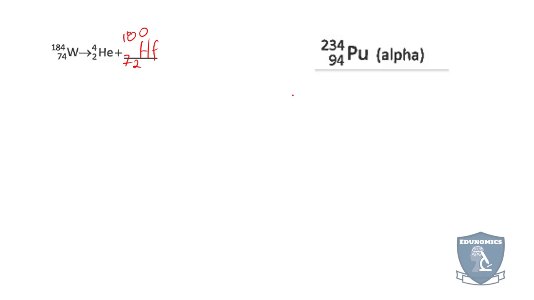Now, let's try this one for yourself. What will be the atomic number for the new element produced? Alright, so let's work it together. We're going to have plutonium-234 with atomic number 94. It's undergoing alpha, so we know it's going to release a helium. We need to subtract 4 from the 234. That's going to give us 230. Subtract 2 from the 94, and that's going to give us 92.